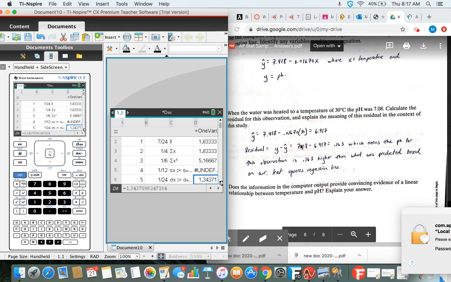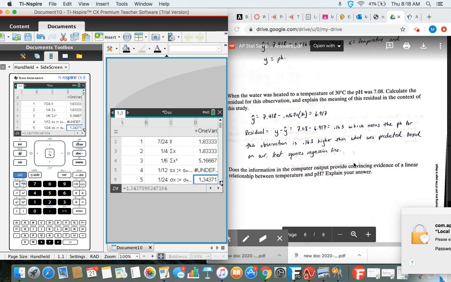And this one we had to find a residual. So the residual is going to be the difference of the observed and what was expected. So I knew what was expected when the temperature was 30 degrees. It was 7.08. I have to figure out what was predicted when it was 30 degrees. So I plugged 30 in for x, got 6.917, subtracted that from what was observed. The 0.163 is my residual. Again, read the question in its entirety.